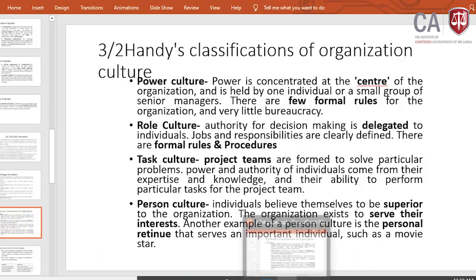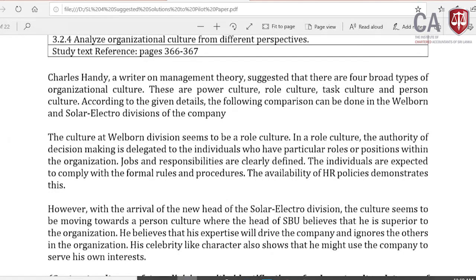He extracts the theory part and stated, the individuals are expected to comply with the formal rules and procedures. The availability of HR policy demonstrates this. Very easy. Right. Now, the third paragraph is allocated to talk about the culture existing at the Solar Electro division.